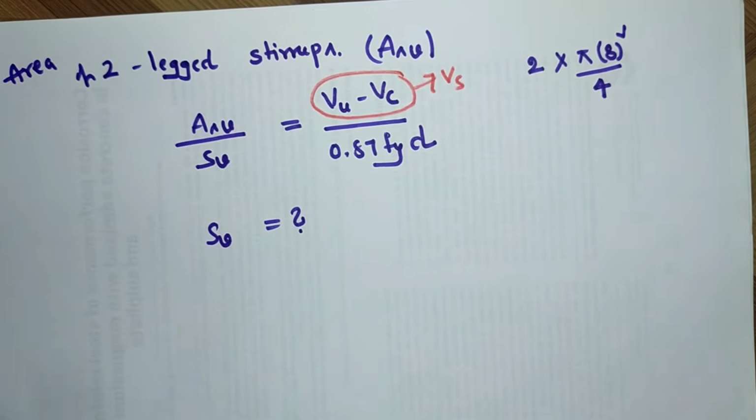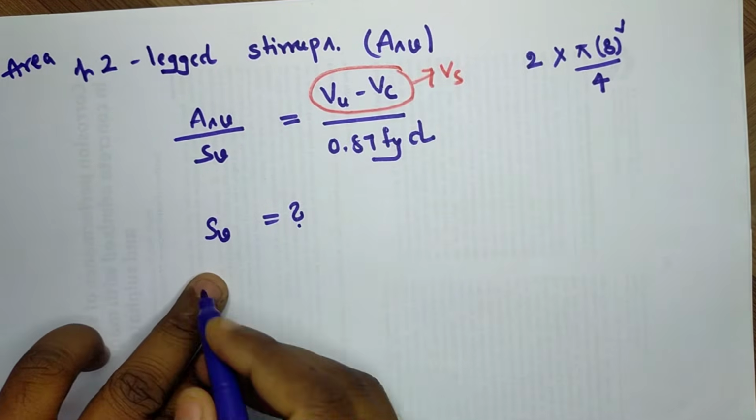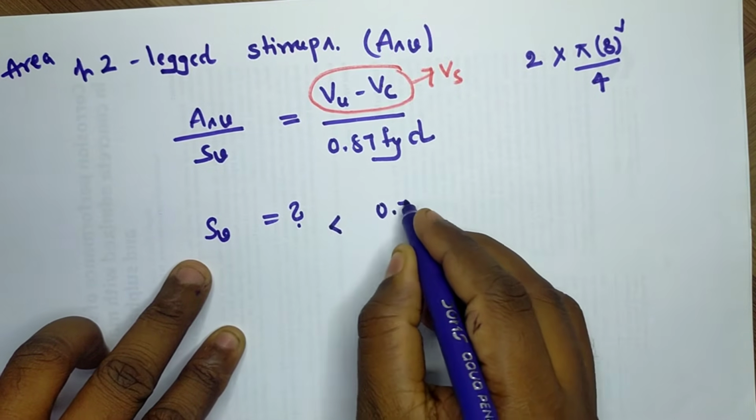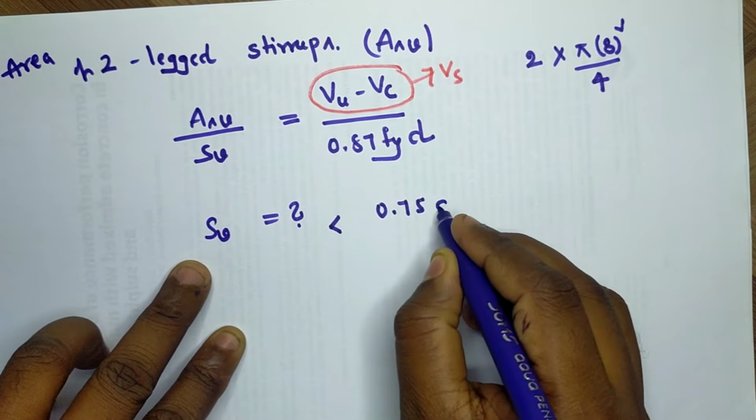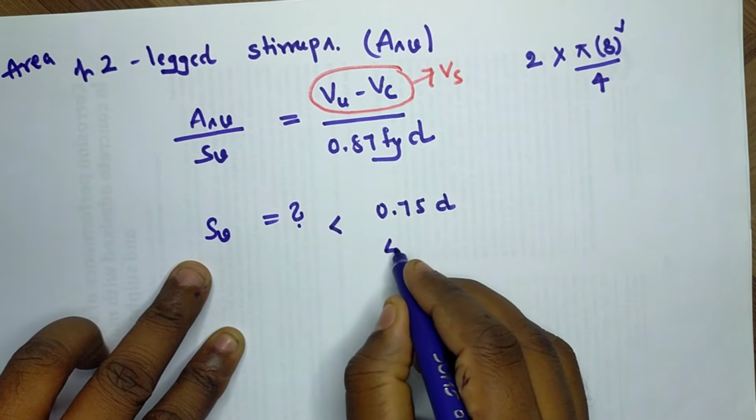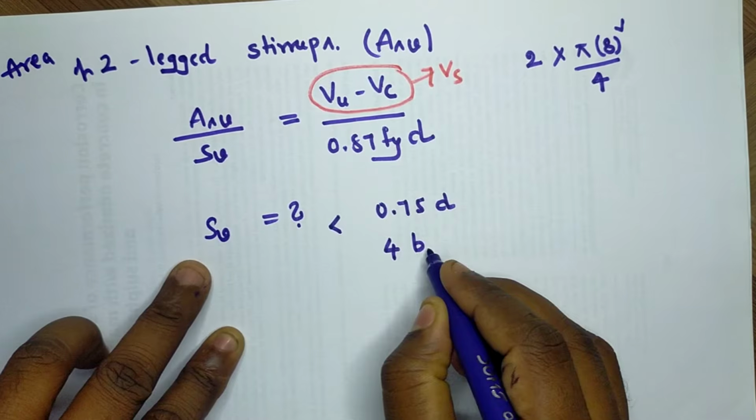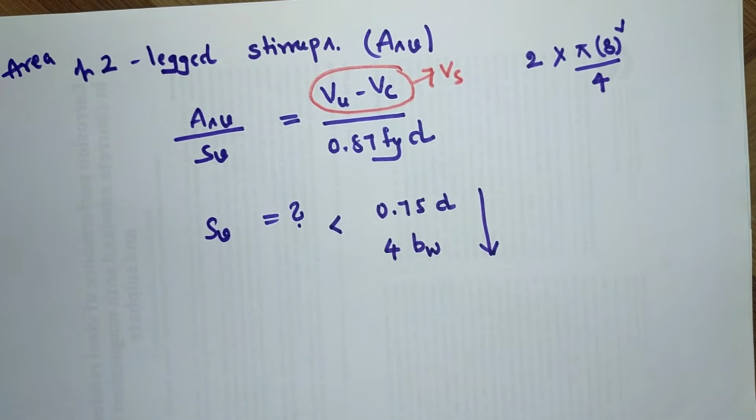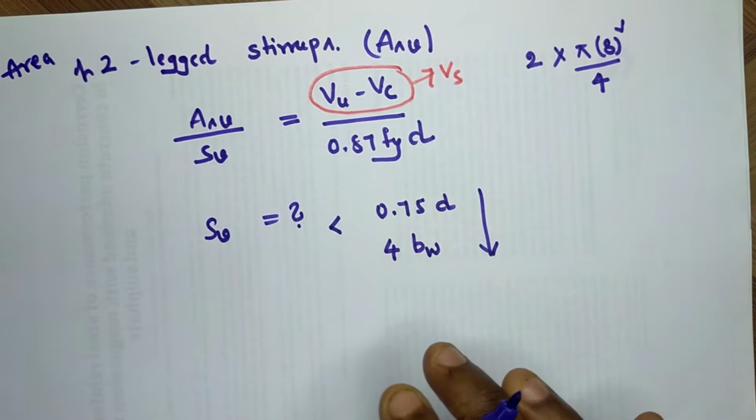You should remember one thing: as per IS 1343, the spacing should be less than 0.75 times the depth or 4 times the width of the web, whichever is less. We will solve a problem.